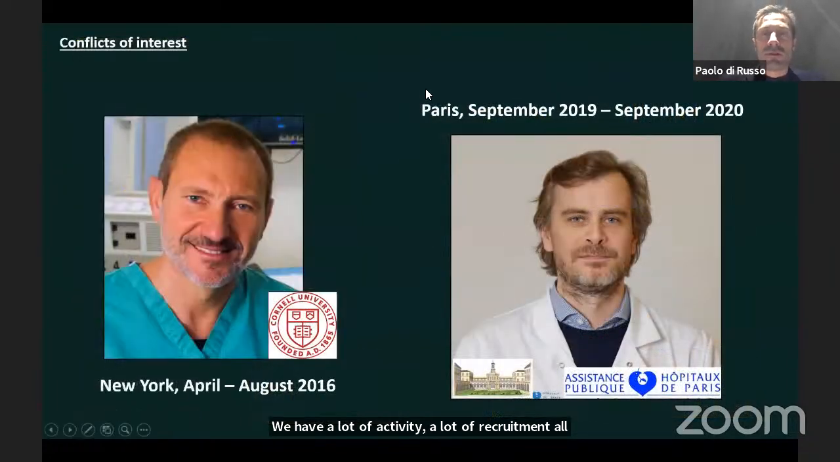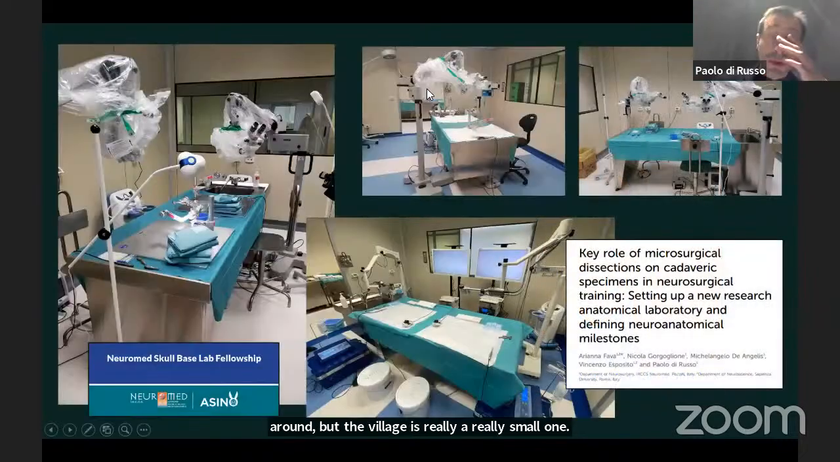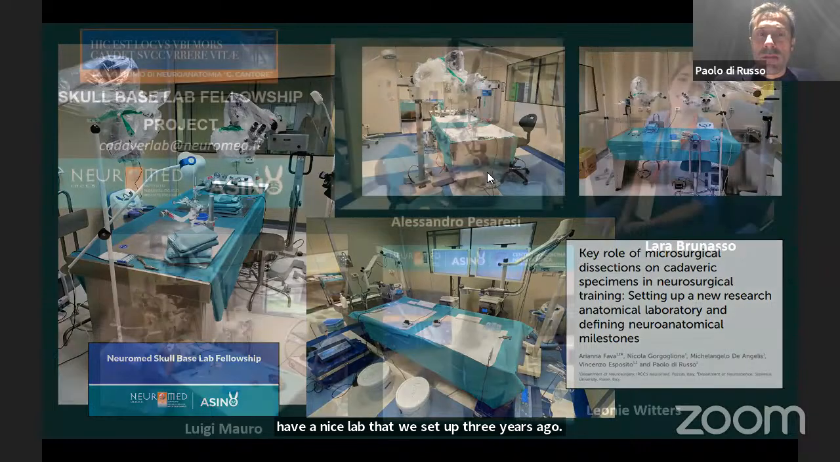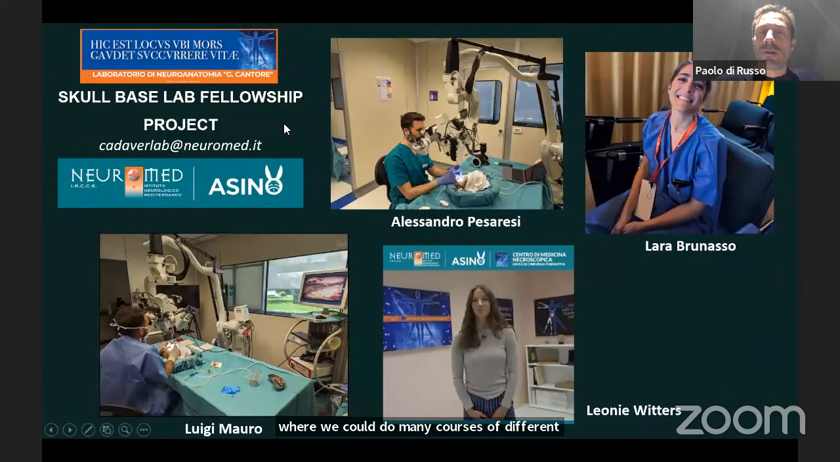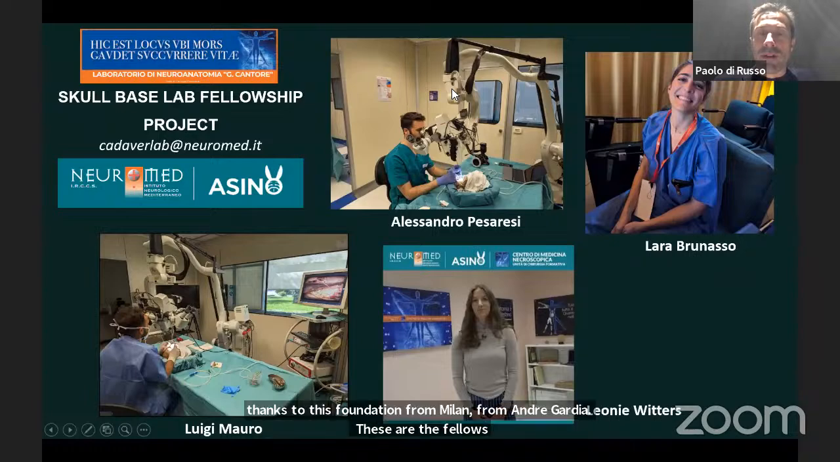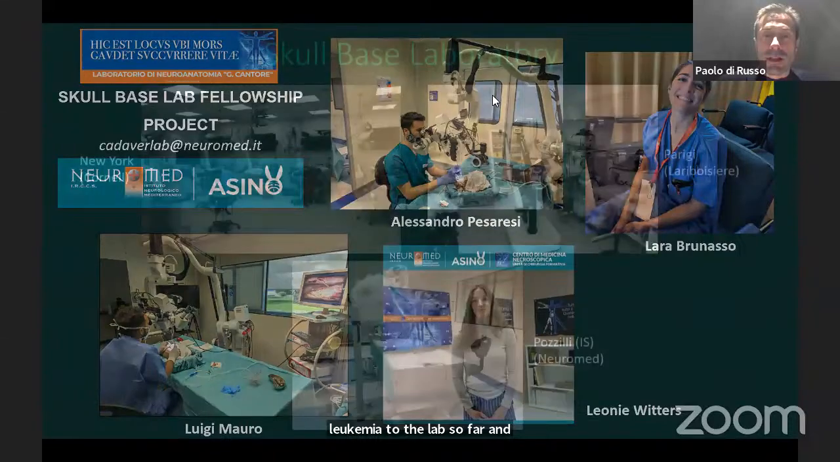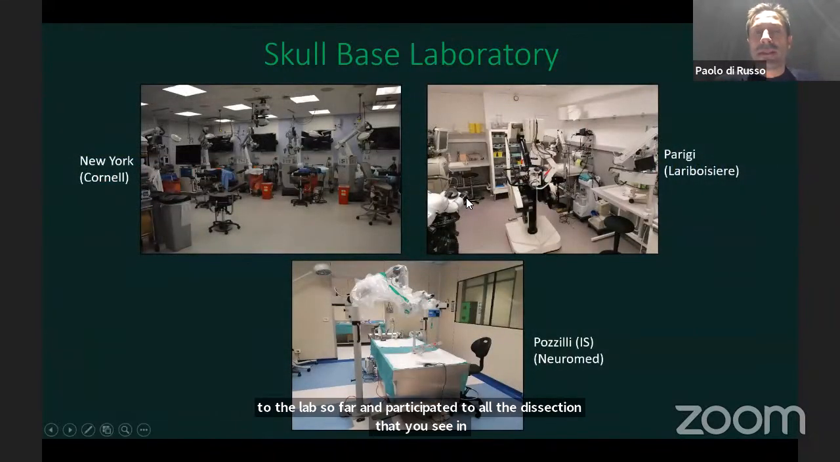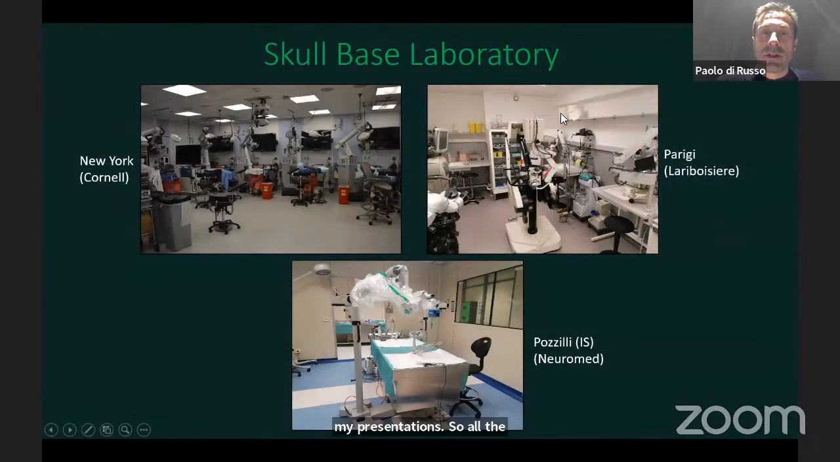So these are my two conflicts of interest. We don't have only a good, beautiful hospital, but we have a nice lab that we set up 3 years ago, where we could do many courses of different types, and we also have a nice fellowship program which is funded thanks to this foundation from Milan, from Andrea Gardia. These are the fellows that came to the lab so far and participated in all the dissections that you see in my presentations. So all the dissections come from these 3 labs.